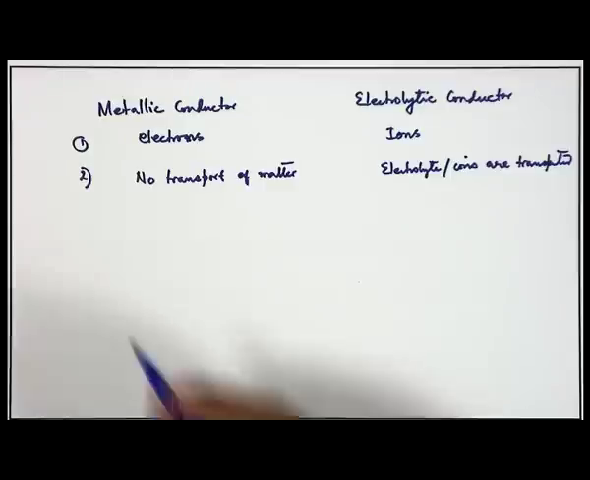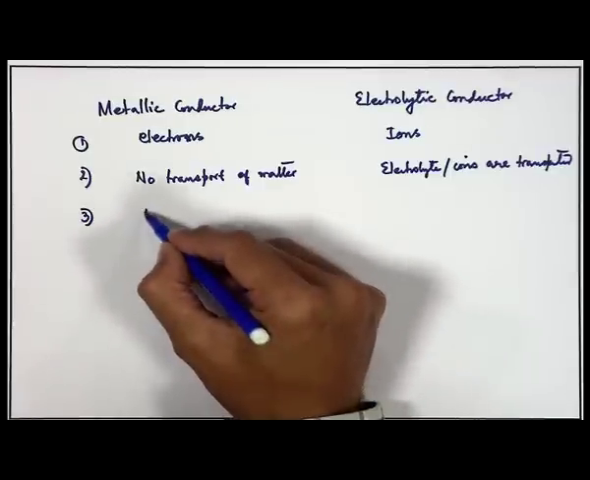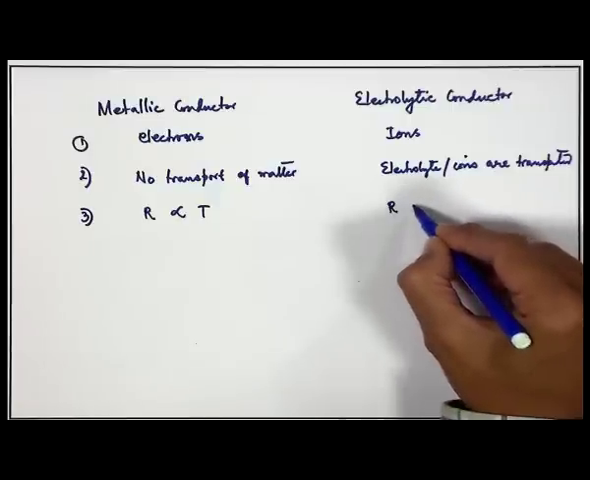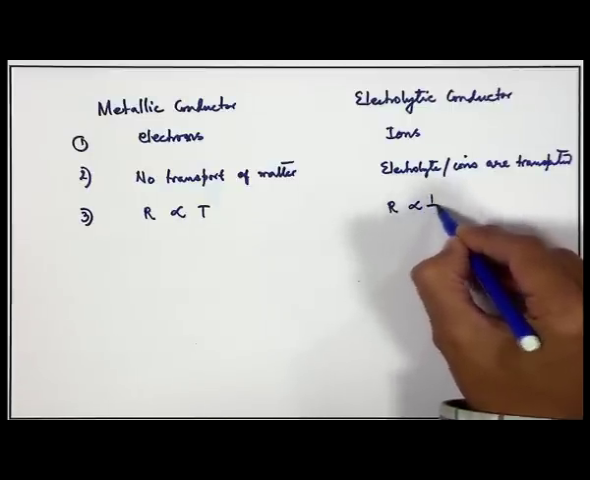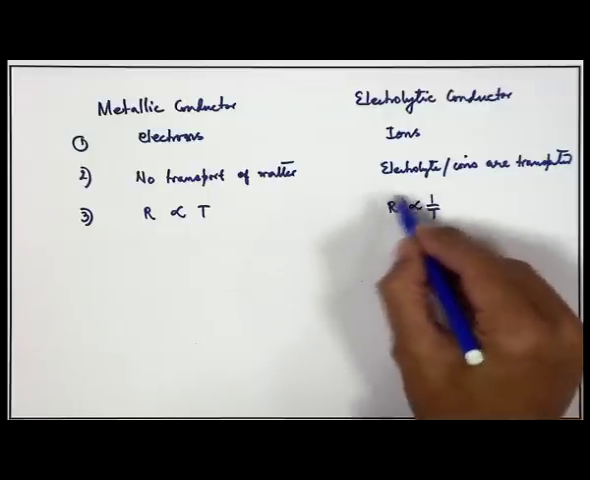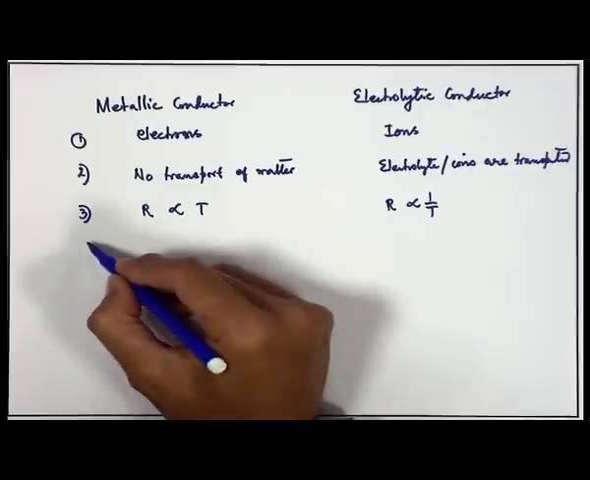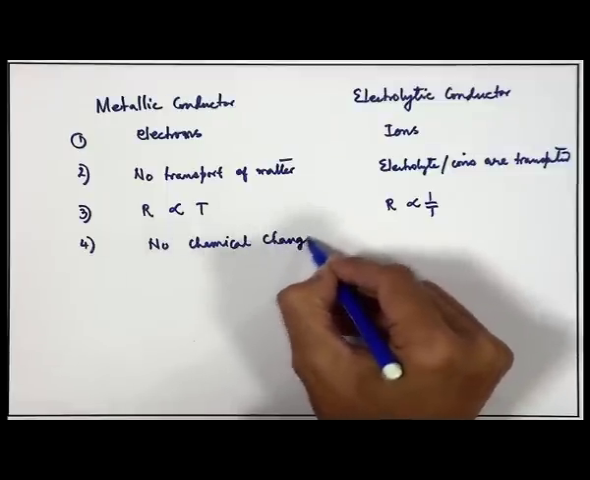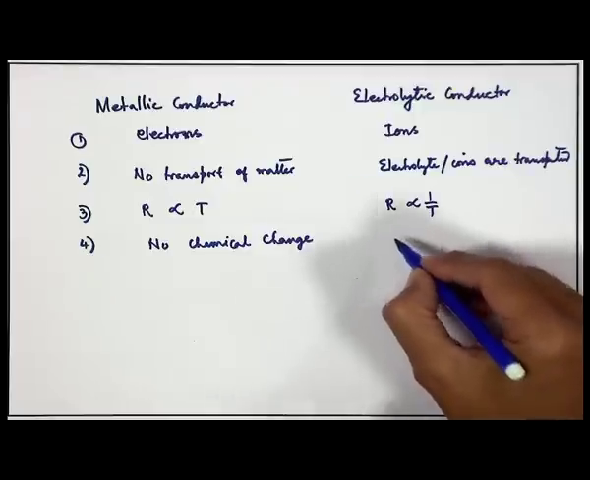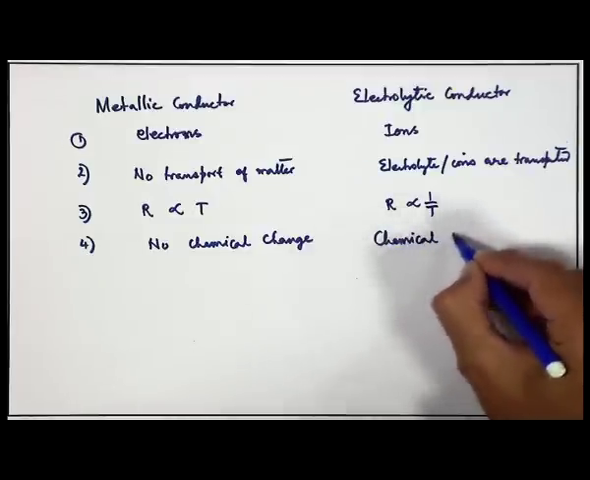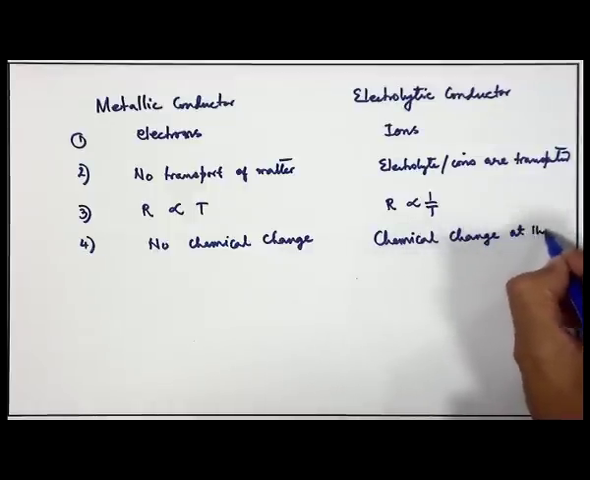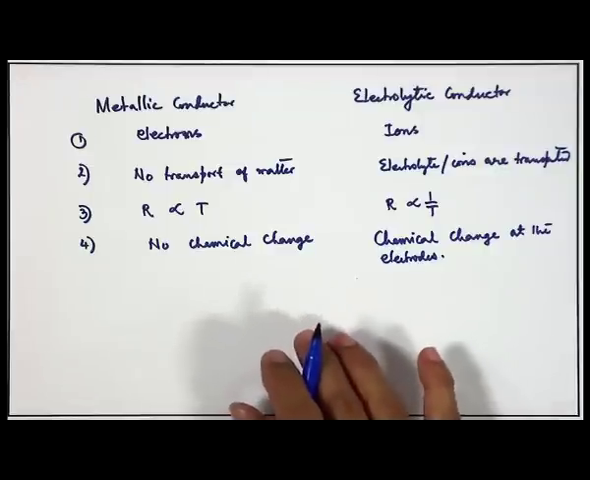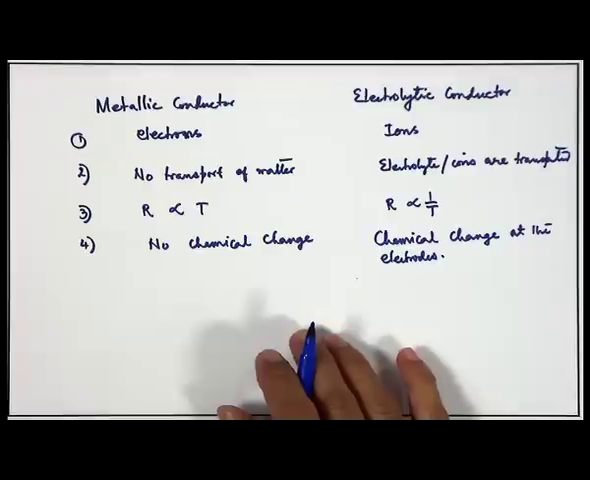Now, the third difference: the resistance is almost proportional to temperature in a metal, and in an electrolyte generally resistance decreases with rise of temperature. This is just a rough approximation. I am not saying that it is exactly followed, but it is a rough approximation. In a metal there is no chemical change, but in an electrolyte chemical change is there at the electrodes. Okay. So, these are the differences between a metallic conductor and an electrolytic conductor.